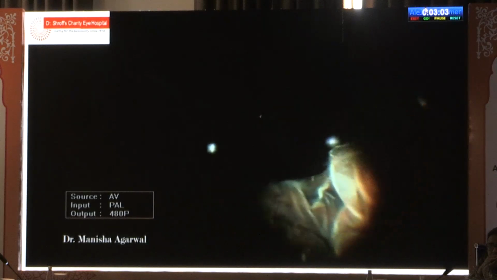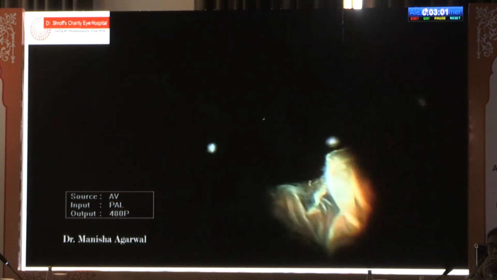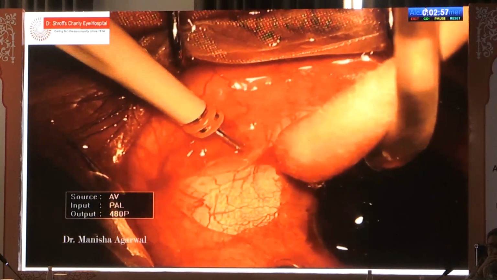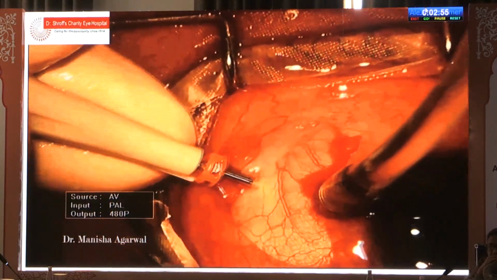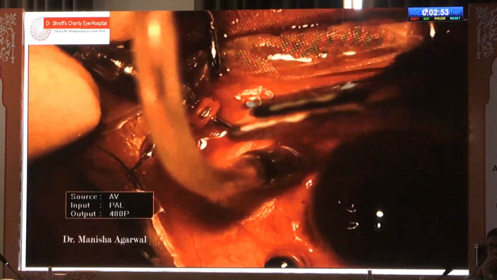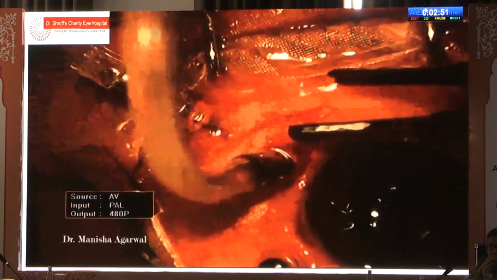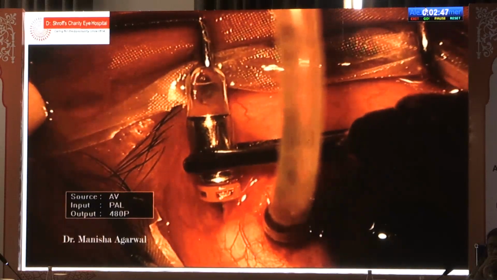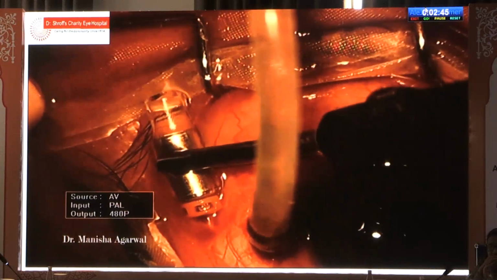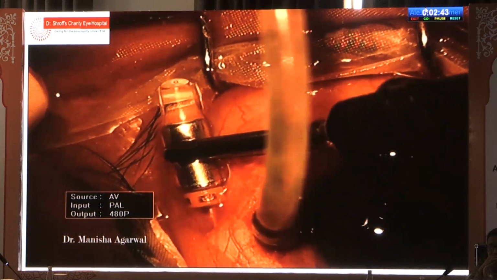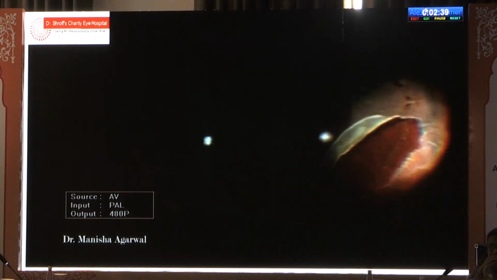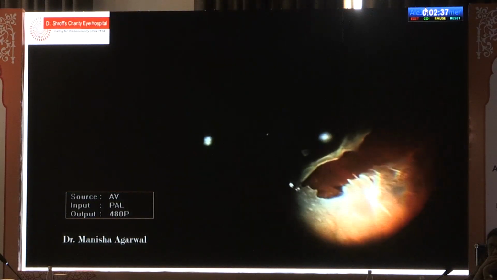So this is a video given to me by Dr. Manisha Agarwal. She uses a special technique where she uses this non-valved cannula, and she enters the suprachoroidal space, and then she manipulates this cannula to drain the fluid out from the suprachoroidal space. So this is another method of draining the suprachoroidal space. But beware, you have to put an infusion cannula before you attempt drainage of the suprachoroidal detachment.